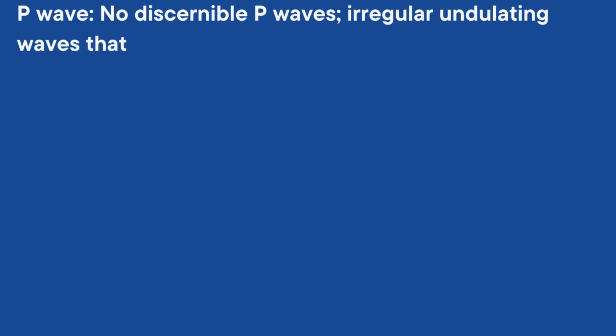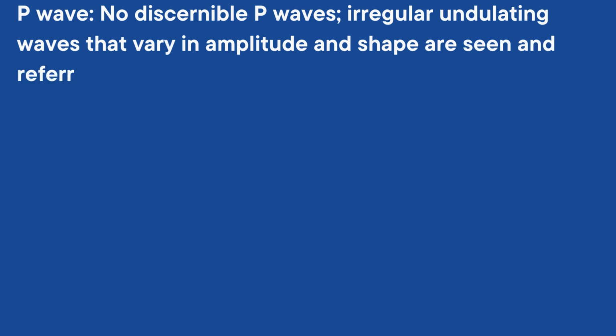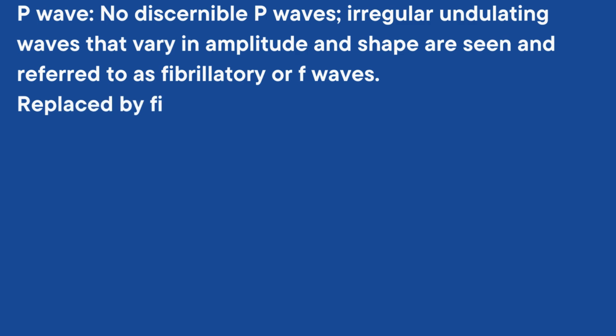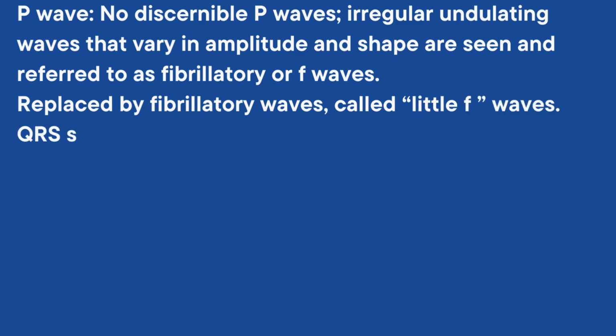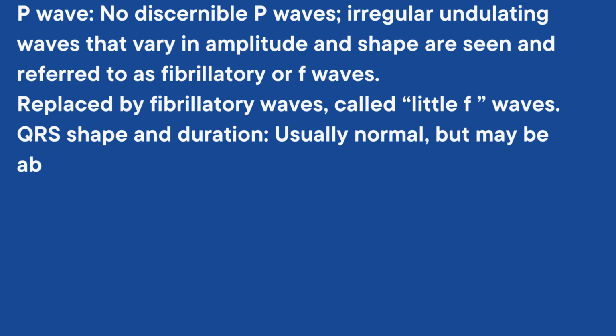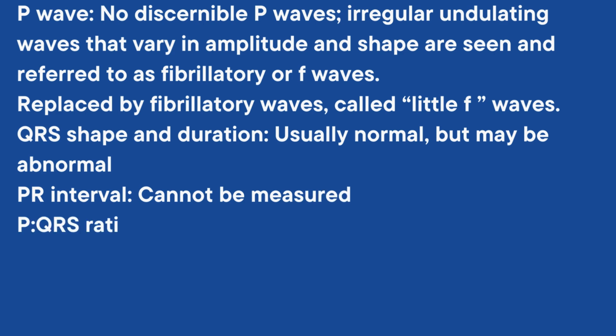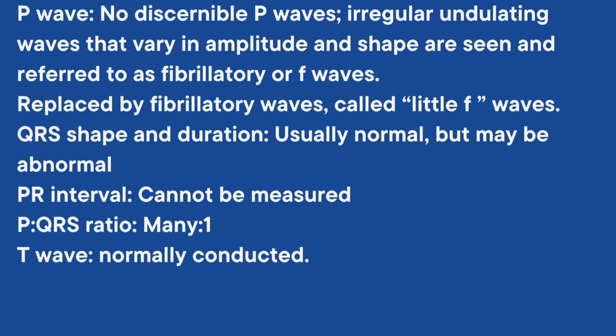We will be having difficulty identifying P waves. Irregular undulating waves that vary in amplitude and shapes are seen and referred to as fibrillatory or F waves. P waves are replaced by fibrillatory waves, sometimes called little f waves. QRS shape and duration will be usually normal but may be abnormal. PR interval cannot be measured. P to QRS ratio is many P waves to 1. T wave will be normally conducted.